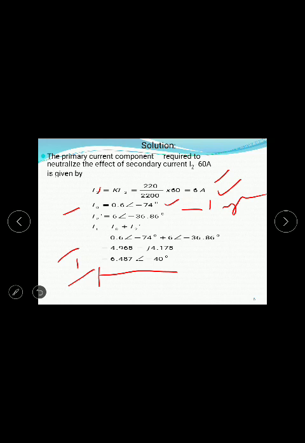The minus 40 degrees is the angle between the voltage and current, that is, between V1 and I1 at the primary side. The cosine of this angle gives the primary side power factor: cos of 40 degrees gives 0.765 lagging.